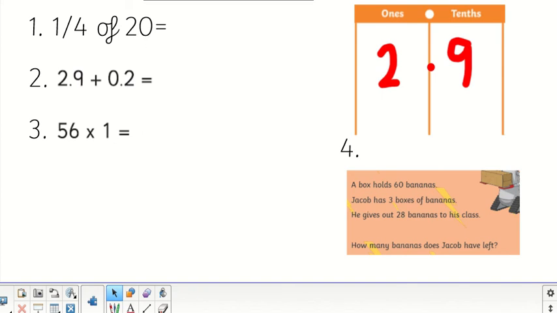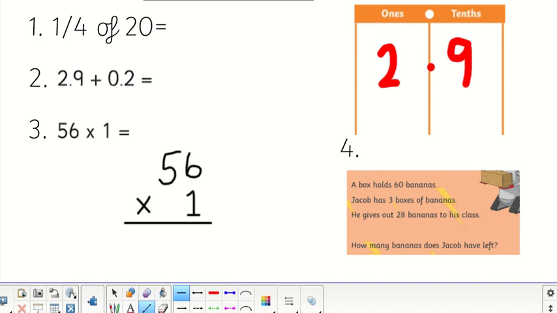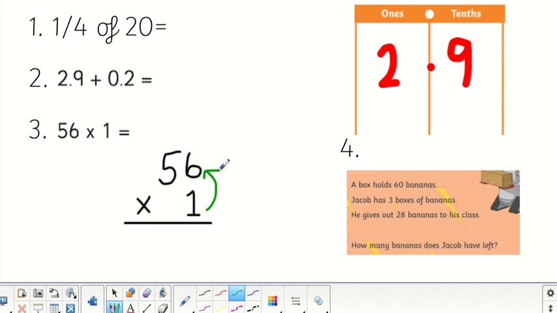So number 3, 56 times 1. We're going to use again our column method to help us. Okay, there we go. So 56 times 1. Now you may know this already, but it's just a chance for us to practice the column method for multiplication. So I start with my green pen. 1 times 6 in the ones column I know is 6. And then my red pen to help me with the next part. 1 times the 50 is going to be 50. There we go.